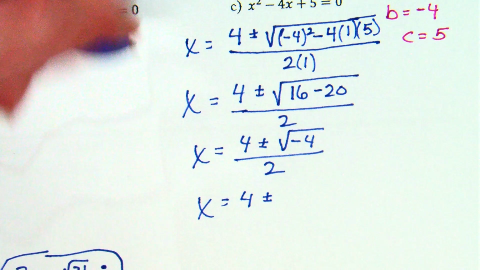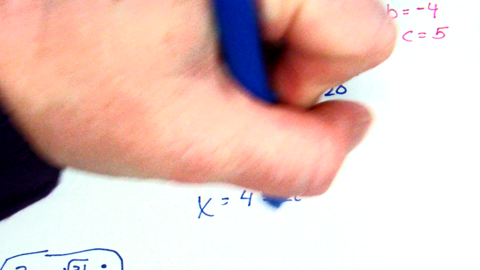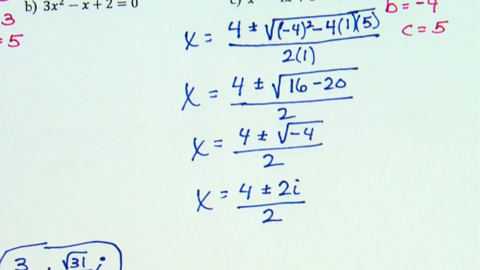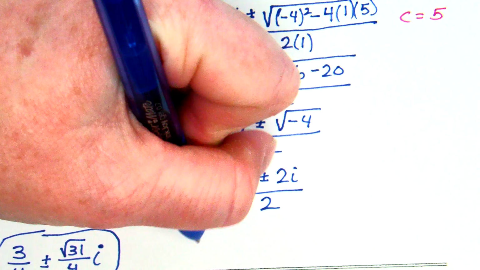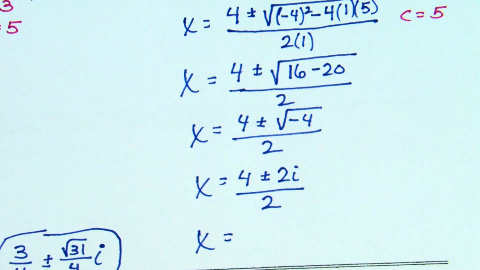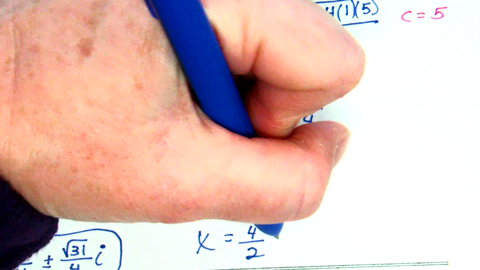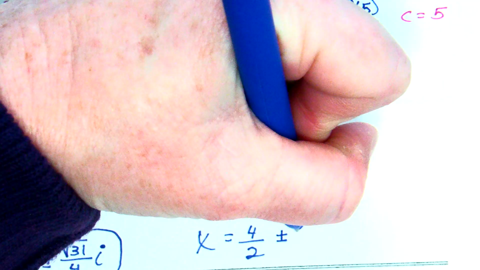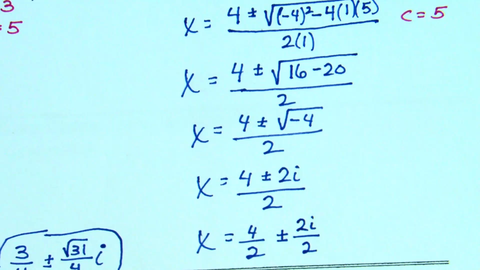Again, don't leave it as one big fraction, right? With the imaginary, split it up. What am I splitting this up into? Okay. 4 over 2 plus or minus 2i over 2. However, we're smarter than that. We're not going to stop there, right? We're going to reduce that because that definitely cleans up nicely. What's that clean up to be? 2 plus or minus i.